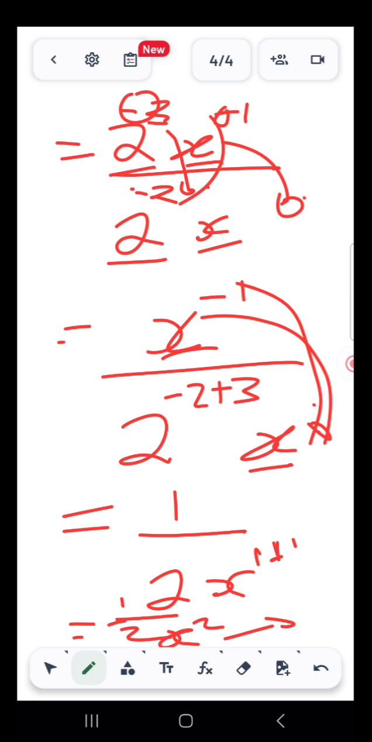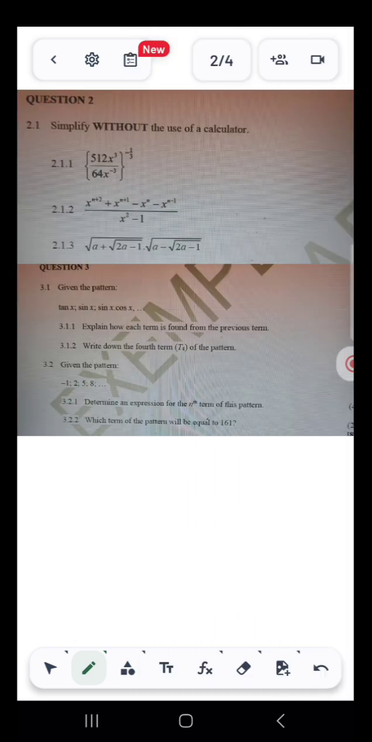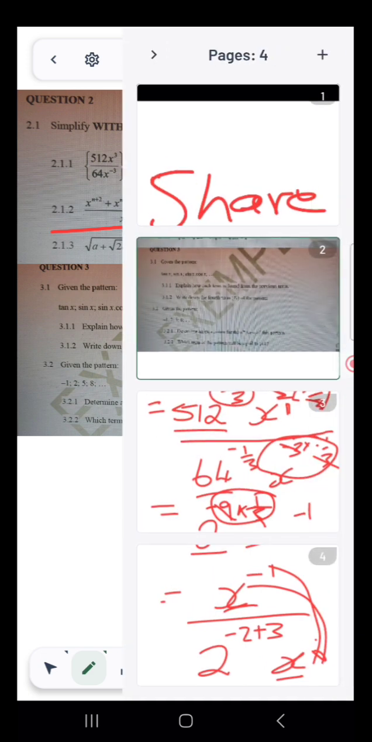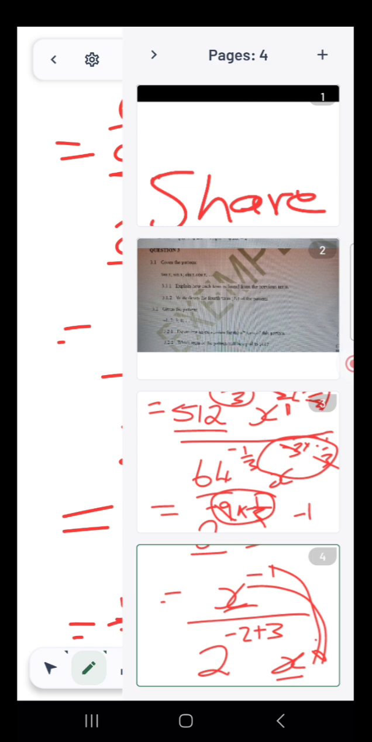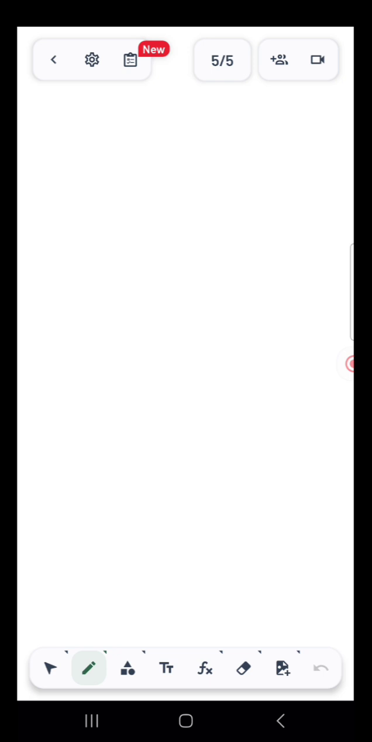Okay, then we move to 2.1.2. I would say number it better. 2.1.2. So now we rewrite it below, then we simplify. Remember, simplify is not solve for n. Simplify means simplify, meaning your final answer must just be simple. We are not solving for anything.